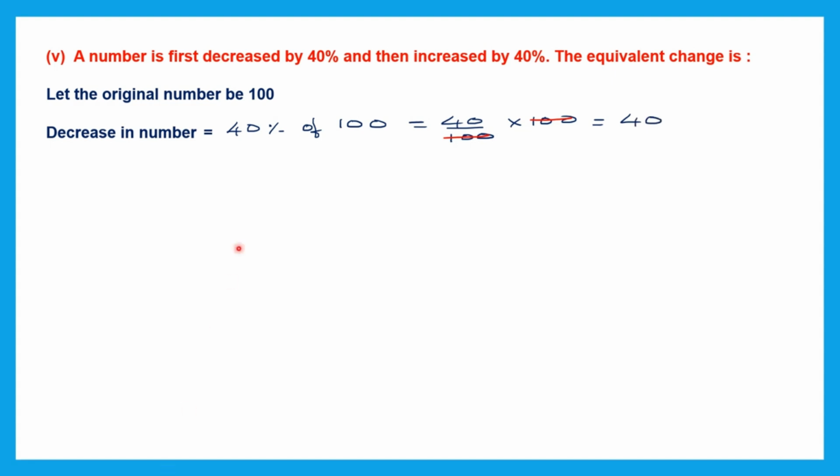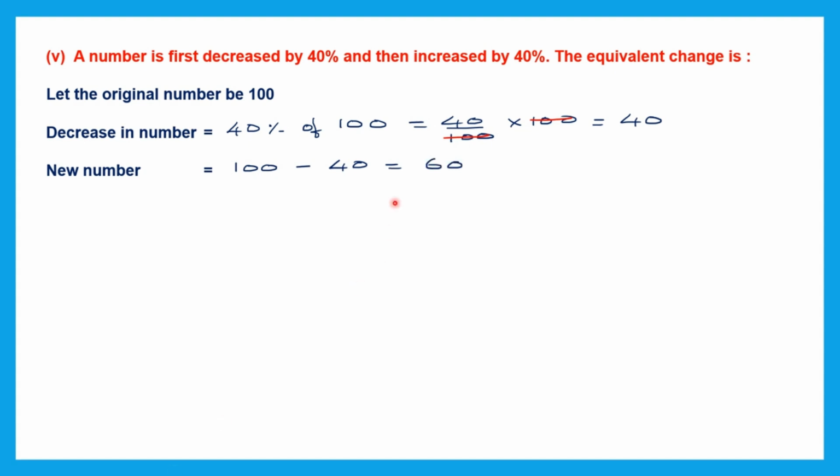That means this was the original number. Now there's a 40% decrease. So that is 40. So now what is the new number? So the new number will be 100, that is the original number, 100 minus the decrease, because we are minusing it because it's a decrease. So now 100 minus 40 is 60. So this is our new number.